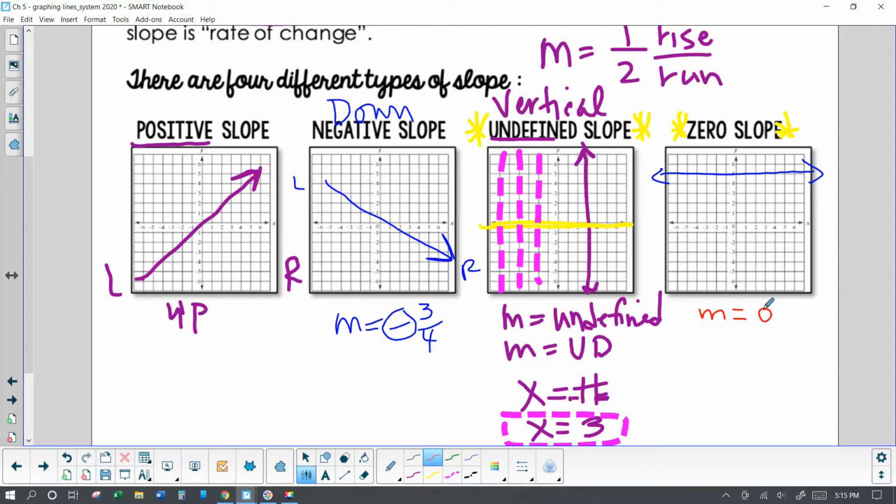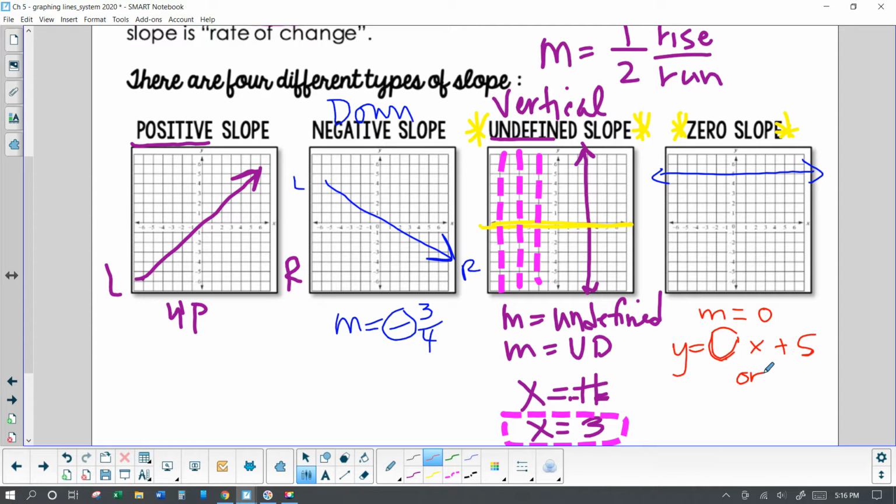And we saw this one equation: y equals 0x, and then this would be plus 5 because I'm crossing where y is equal to 5. So my equation for my line would look like this: y equals 0x plus 5.